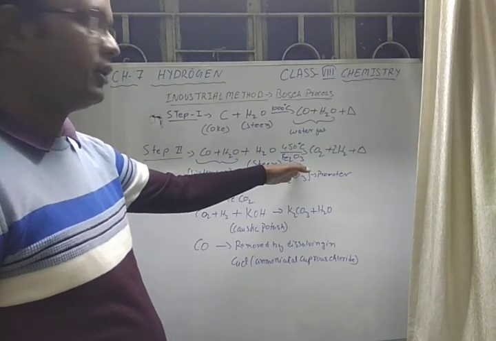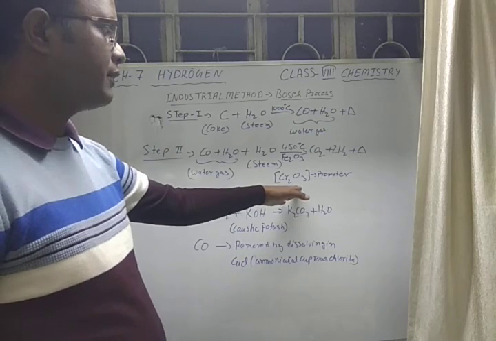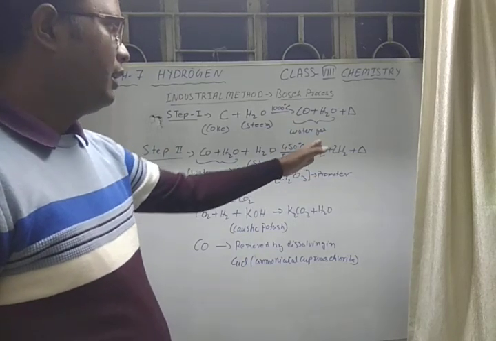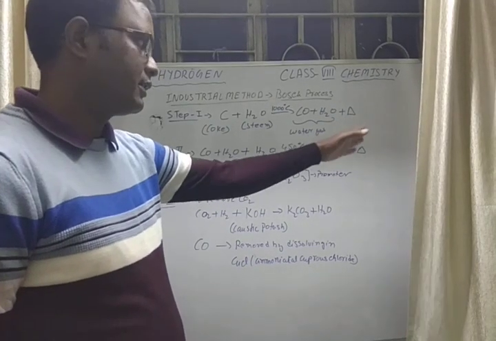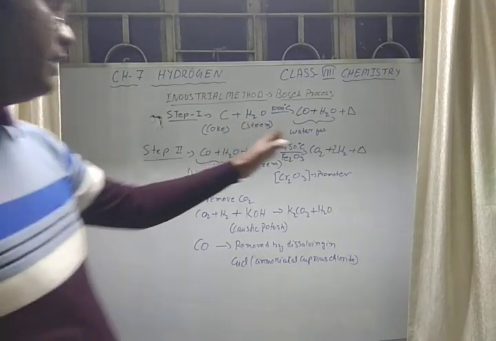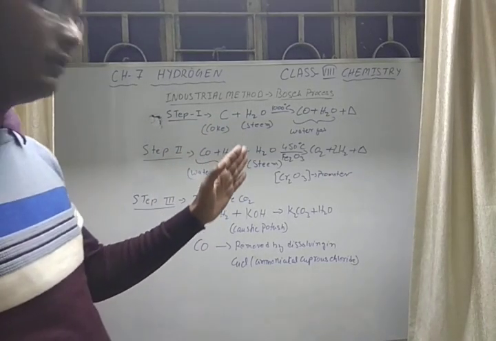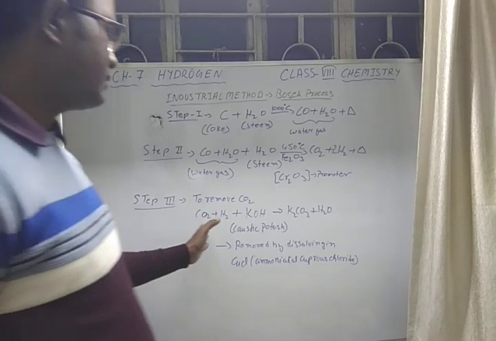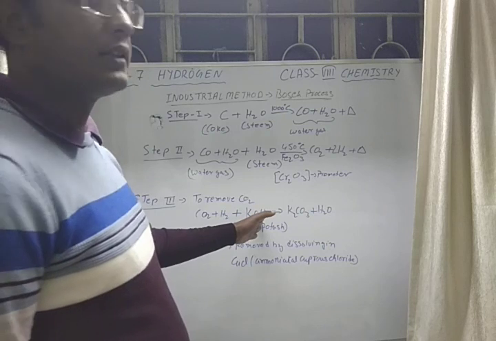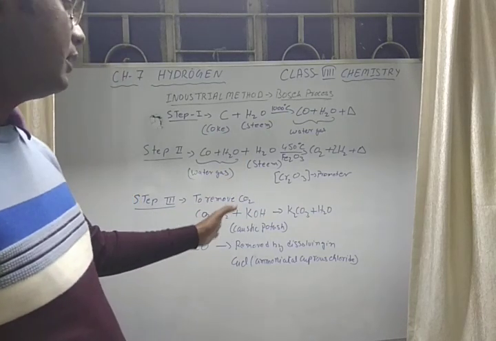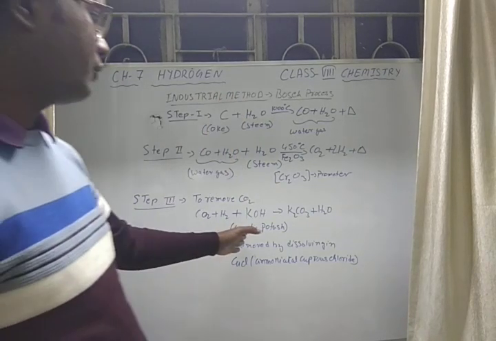a catalyst like Fe2O3, ferric oxide, and you can also use chromic oxide, which acts as a promoter to speed up the reaction. You will get a mixture of carbon dioxide and hydrogen gas with some amount of heat. Now this carbon dioxide which is present with the hydrogen gas has to be separated. To separate this carbon dioxide from hydrogen gas, we have to dissolve it in the solution of potassium hydroxide, that is called caustic potash.